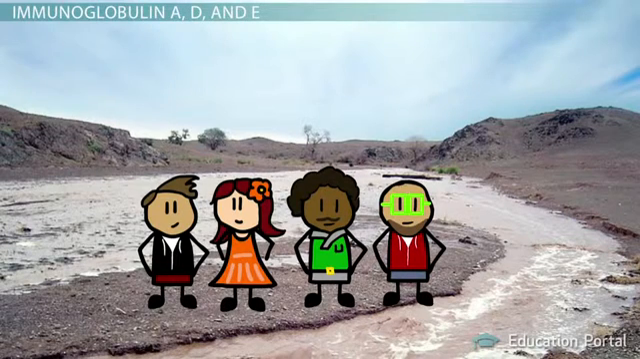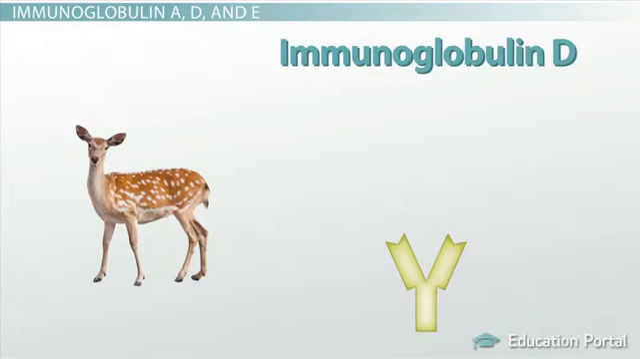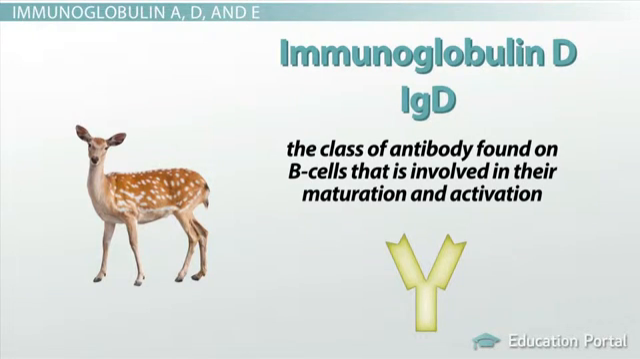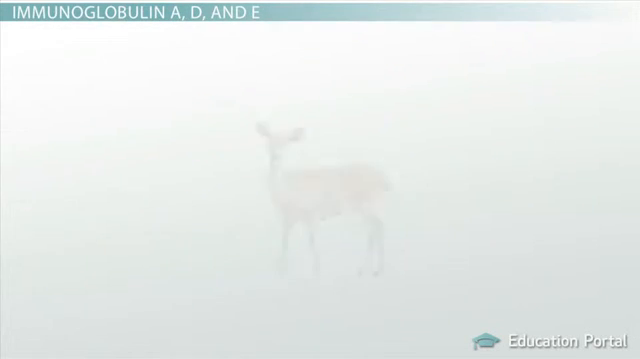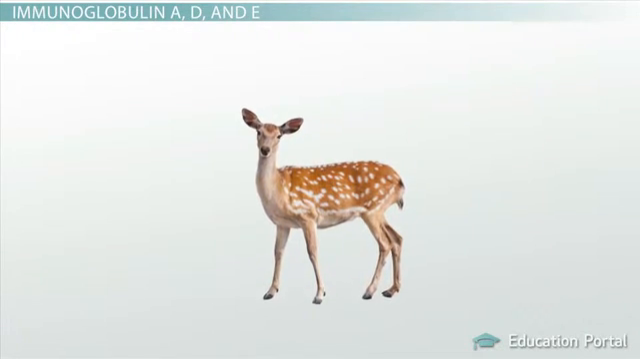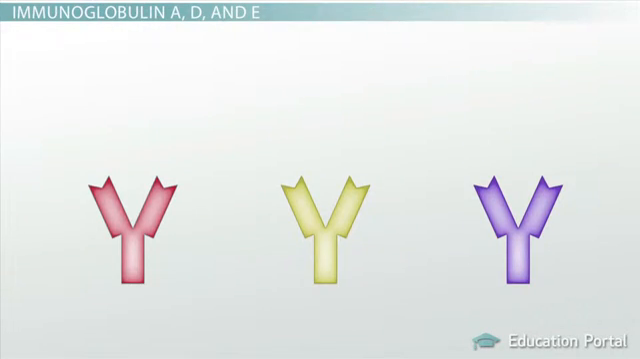Last, but certainly not least, as we cross over the arroyo, we see that on the other side are some deer. We see that the deer are quite young and still maturing. Our immunoglobulin D, or IgD, is the class of antibody found on B cells that is involved in their maturation and activation. Basically, IgD helps our little deer grow up a little bit more by exposing them to the world around them.